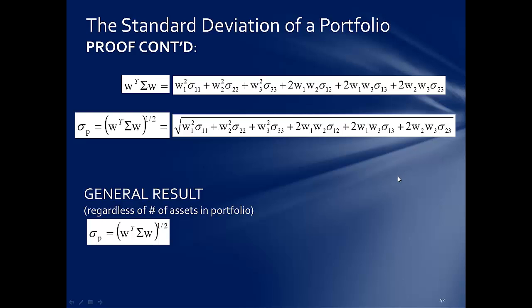The general result, which is meant to be the punchline of this entire module, is that instead of doing this very ugly math right here, we can simply do W transpose sigma W and take the square root of that, and we can get the portfolio standard deviation. Much, much quicker and cleaner than executing this math. And the good news is we can ratchet that up. We can have 10 assets in our portfolio and this will still work. Can you imagine what this would look like if we wrote it out for 10 assets?